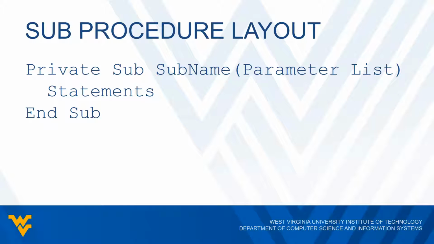Here is the layout for a sub procedure. We can say private sub and then the name of the sub, and then we have parentheses, and then we'd have the list of parameters. There could be no parameters, but it just depends on what the sub procedure is. Then we would have the set of statements that comes afterwards, and then we would end with end sub. That's really all there is to it. It's nothing different from what we've seen in previous examples. We just make sure we have our heading correctly, and we have end sub at the end, and what comes between would be our statements.